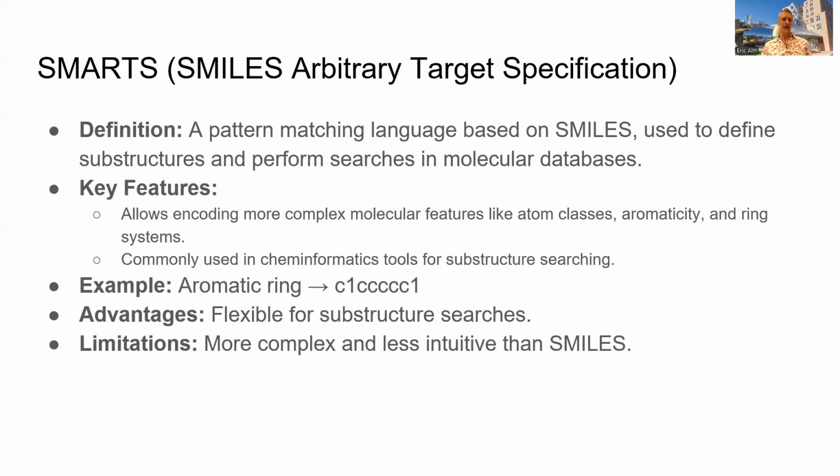Okay, the next one, SMARTS. The thing to know about SMARTS is that it's a pattern matching system based on SMILES. For example, you can define an aromatic ring as shown in the example, so C1CCCCC1 would describe a ring. You can take that in the SMARTS system and then look for larger SMILES strings that actually contain that structure. It's a little more complex than SMILES because it has to recognize that internal structure, but it's useful.